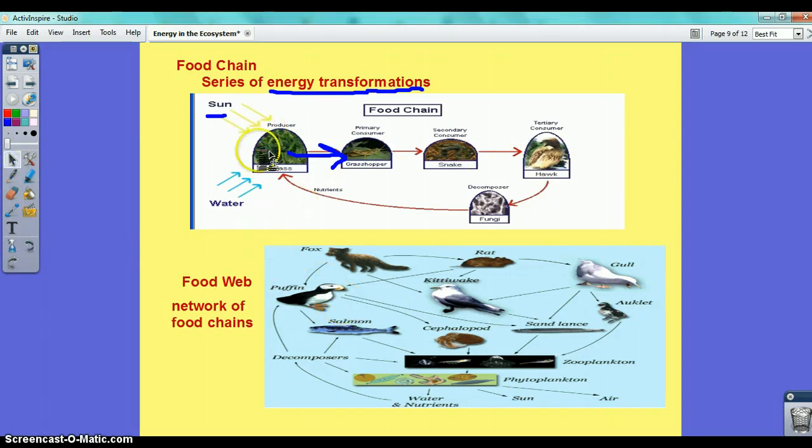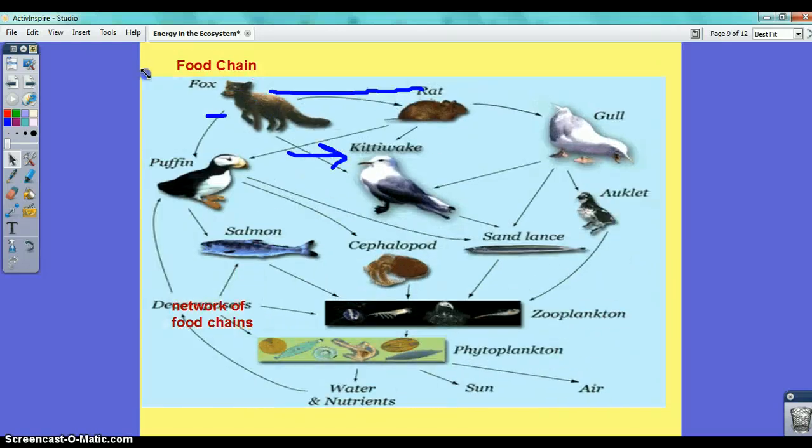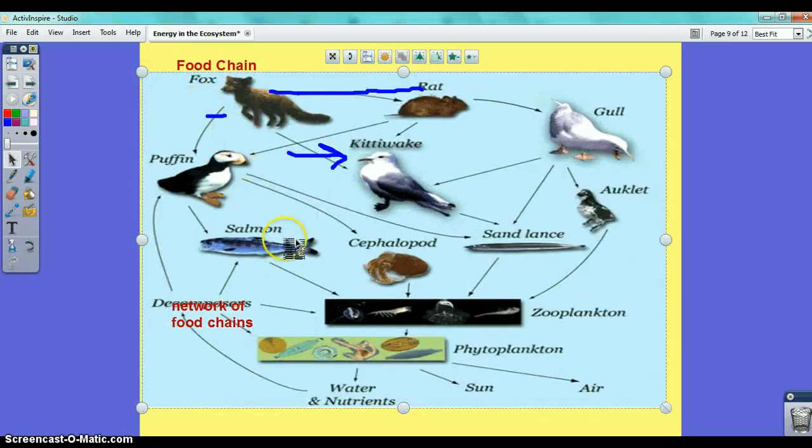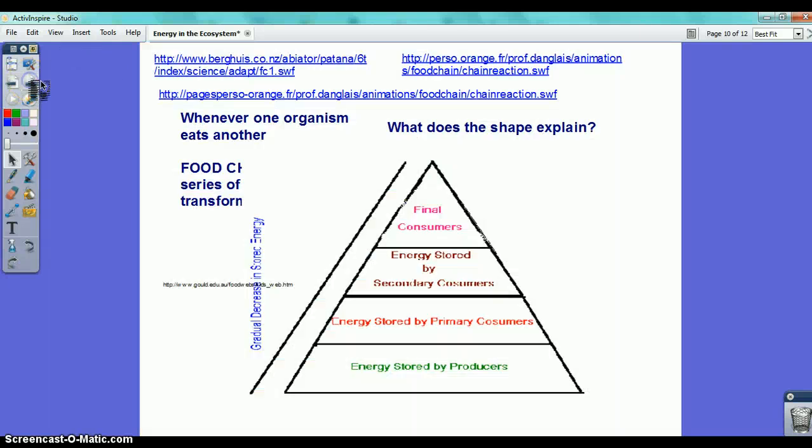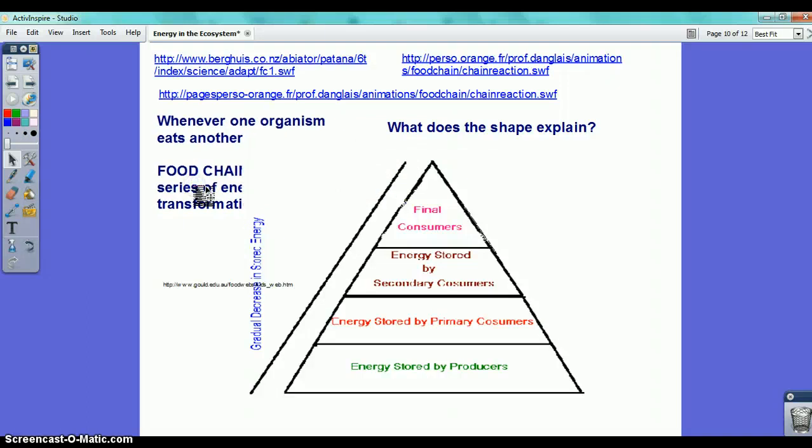On Earth, it's very hard to find a perfect linear chain because in reality, organisms feed off each other. This is an example of a food web, which is basically a network of food chains. It's rare to find one organism feeding on grass only or a type of producer. They feed off many.